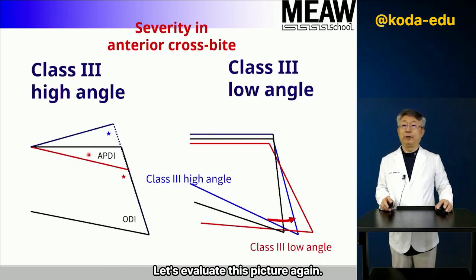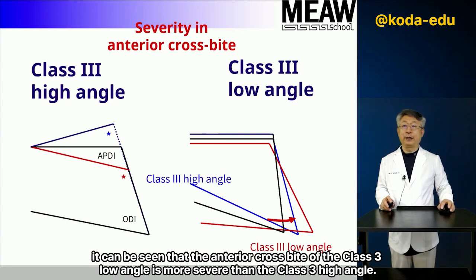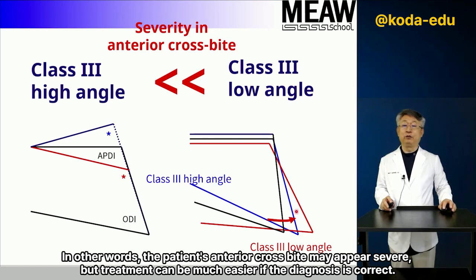Let's evaluate this picture again. Under the assumption that the palatal plane is the same, it can be seen that the anterior cross-bite of the Class 3 low angle is more severe than the Class 3 high angle. However, treatment is rather easier. In other words, the patient's anterior cross-bite may appear severe, but treatment can be much easier if the diagnosis is correct.